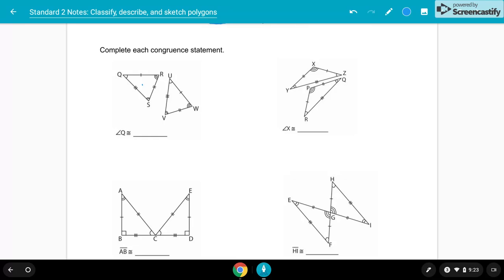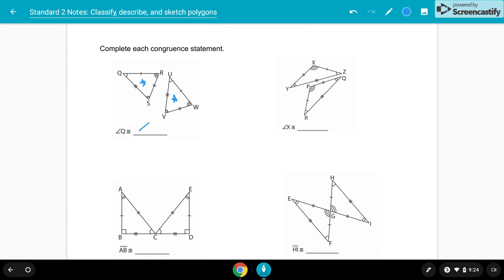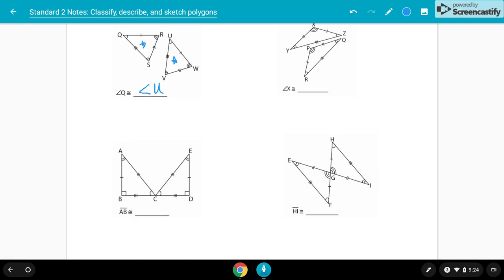These two triangles, this one and this one, are congruent. Which angle is congruent to angle Q? Well, angle U. Which side is congruent to AB? Well, I see that has 1 tick, and so that is going to be segment ED. Make sure you put the line over it.